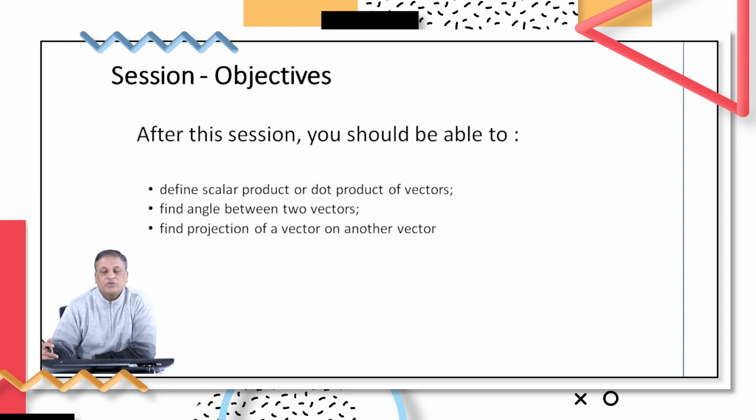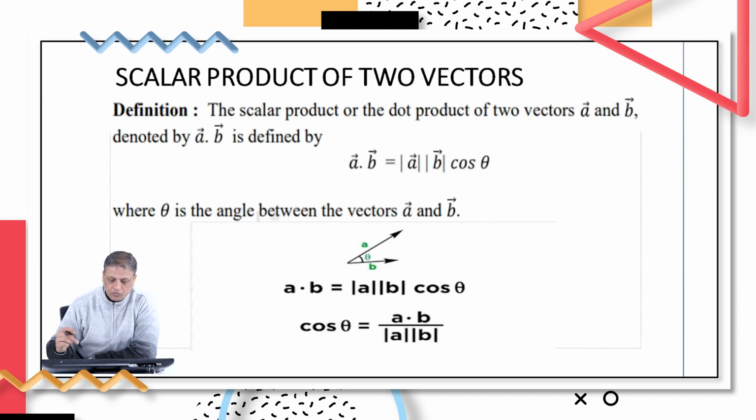The objectives of today's session are that after going through this session, you will be able to define the scalar product or dot product of the vectors. Apart from this, you will be able to find the angle between the two vectors and find projection of the vectors on another vector. So what is a scalar product of two vectors?